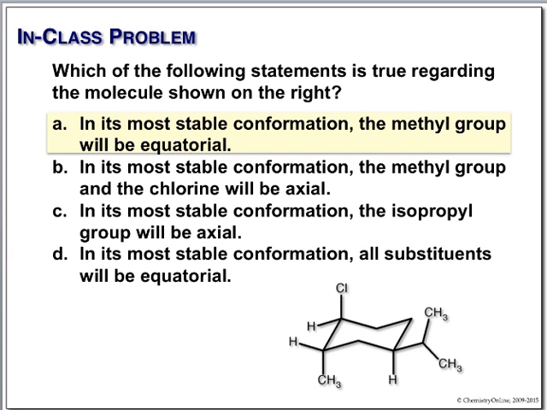Wouldn't C also be correct? Hmm? Why wouldn't C also be correct? The isopropyl group will be axial. Oh, you're right, it is also correct. Because this will be 4-7. Huh, I hadn't thought about that.